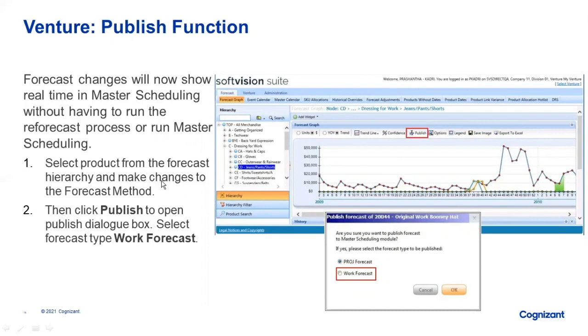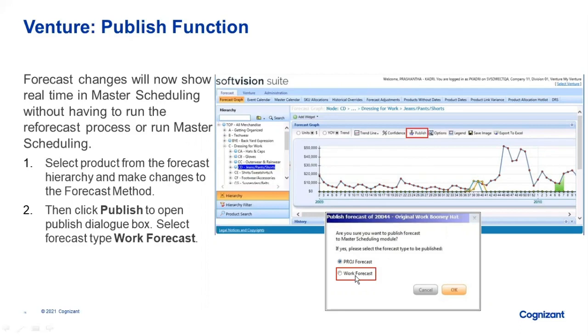Now with this new release, we have the ability for you to make those changes to your products in the forecast settings, and then you'll click the publish option that we have here on the Venture screen, and that's going to bring up a little publishing window here where you're going to select that you'd like to publish these updated changes to your working forecast.